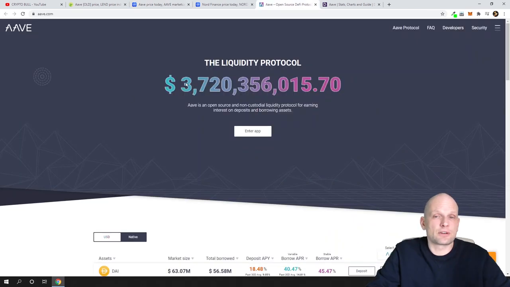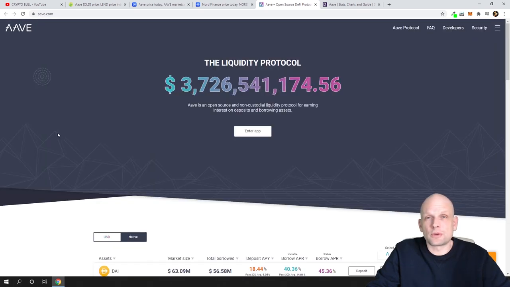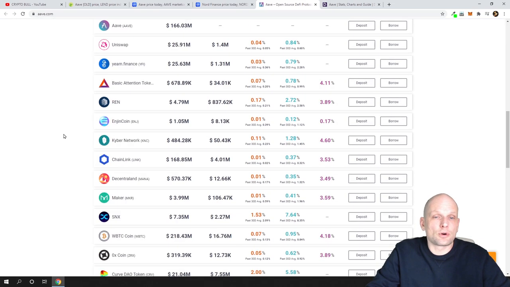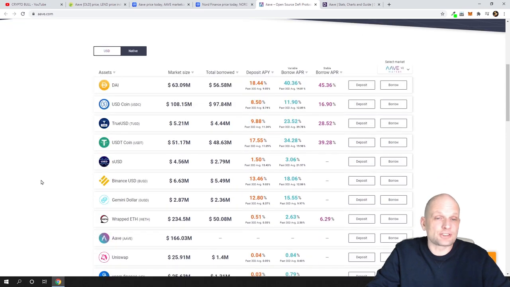If we go to their website, it says that there is 3.7 billion dollars locked. And what is Aave? In short, it is a borrowing and lending protocol which is built on Ethereum. You can lend and borrow different cryptocurrencies, and they are adding more and more different cryptocurrencies which you can lend, but currently you can lend and borrow 22 different cryptocurrencies.